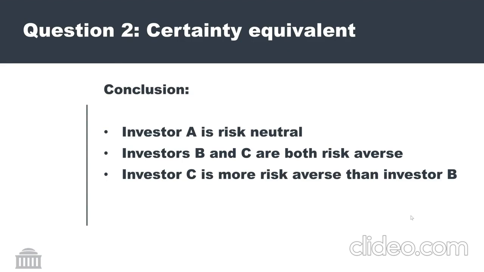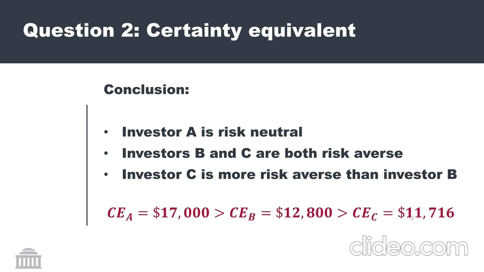Let's conclude and summarize what we learned so far. We're given three investors. Investor A is risk neutral because she has a linear utility function. Both investors B and C are risk averse because they have concave utility functions. Investor C is more risk averse than investor B. So therefore, if all three investors are presented with the same lottery, we would expect that the certainty equivalent of investor A would be higher than that of investor B, which in turn will be higher than that of investor C. And this is exactly what we found.